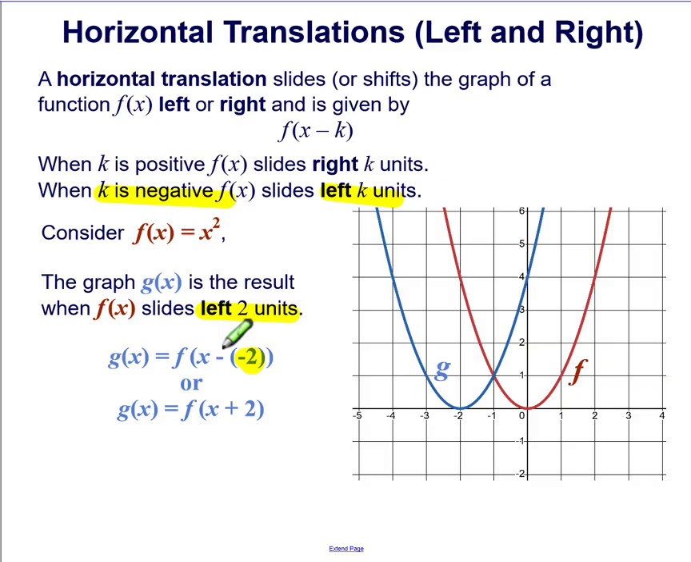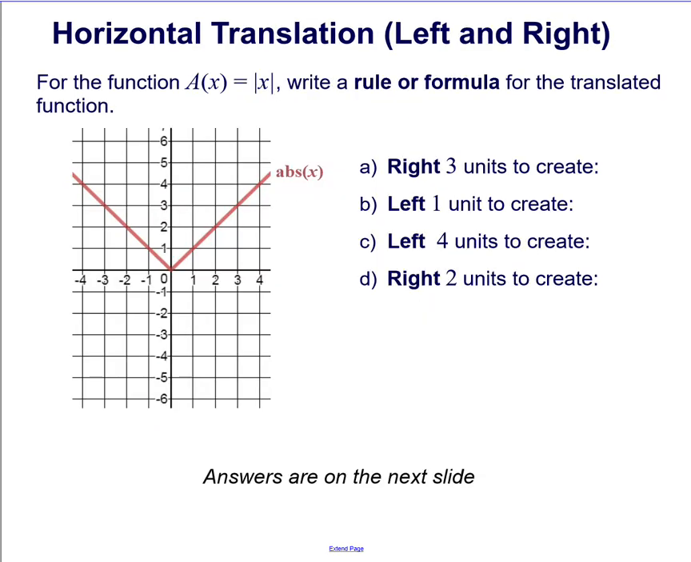When we're using basic arithmetic, x minus a negative number becomes x plus the number. So sliding the graph 2 units to the left will result in g of x equals f of x plus 2. That's something that everyone should be aware of when we're talking about horizontal translations.